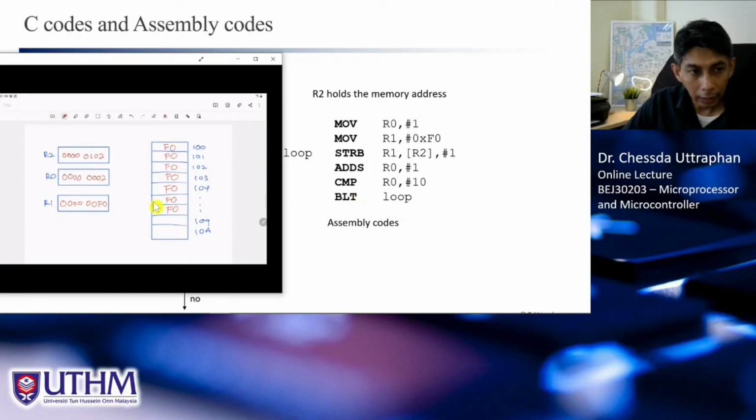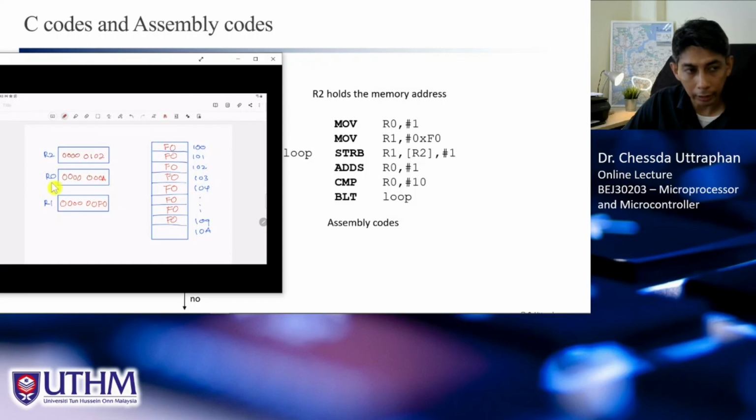until our R0 is 10, right? Until R0 is equal to A. This is a decimal number, 10. In hexadecimal, it is A.